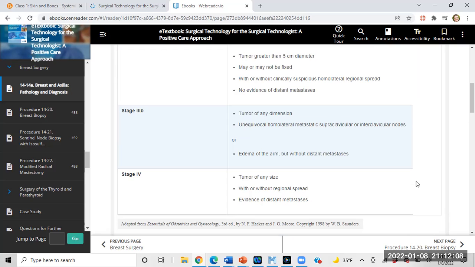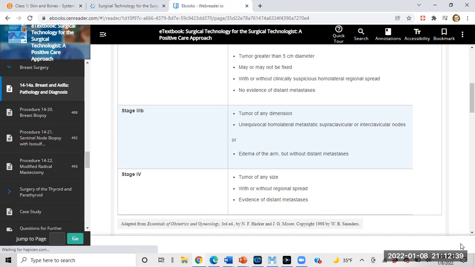And then 3B, the tumor can be any size, and there is unequivocal metastasis in the supraclavicular or intraclavicular nodes, so lymph nodes. We could also see edema of the arm without any distant metastasis. Now, stage 4 is tumor of any size, could or could not have regional spread, but we do have metastasis.